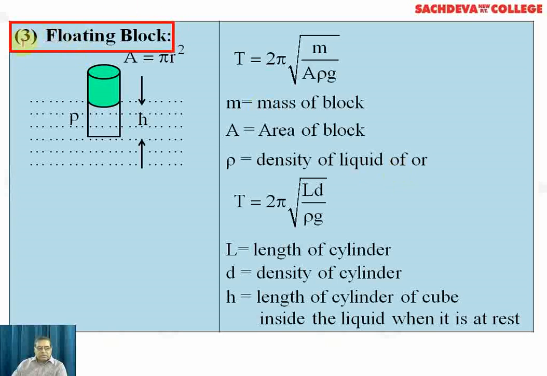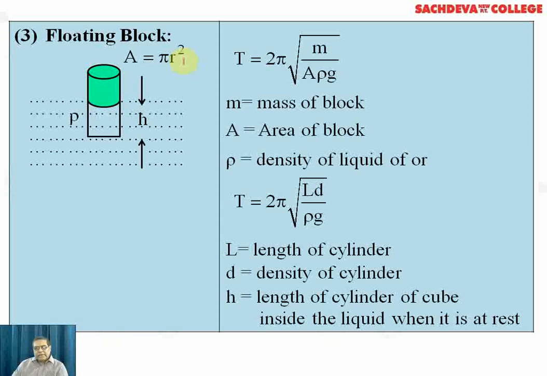Now we are coming towards the third case, that is the floating body. We have taken a floating cylinder. The green portion is just above the water level, and the portion which is not shaded is dipped inside the water. The area of cross section of the floating cylinder is A is equal to pi r square, because its ends are in the form of circles.